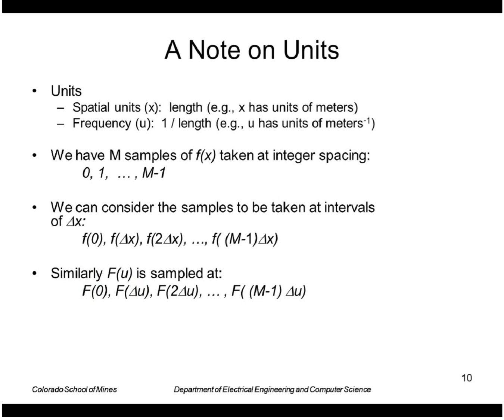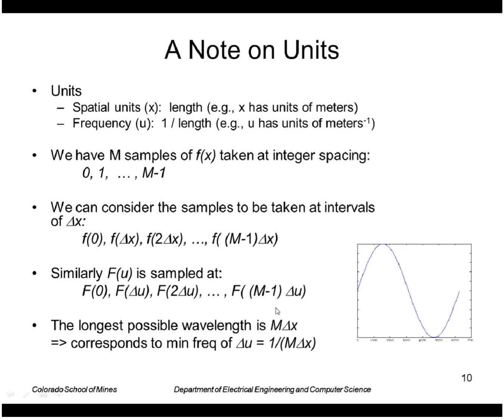So the lowest frequency, of course, is 0. It's F of 0. That's the DC term. But the lowest non-zero frequency is this one, F of delta u. The highest frequency, of course, would be this highest term here. So the longest possible wavelength we could have is where we have a complete repeating curve like this, like a sine, that would fit entirely within our M samples. So that represents the frequency delta u. So the frequency is just 1 over the wavelength, which is 1 over M delta x. So that can relate units of spatial sampling to frequency sampling.